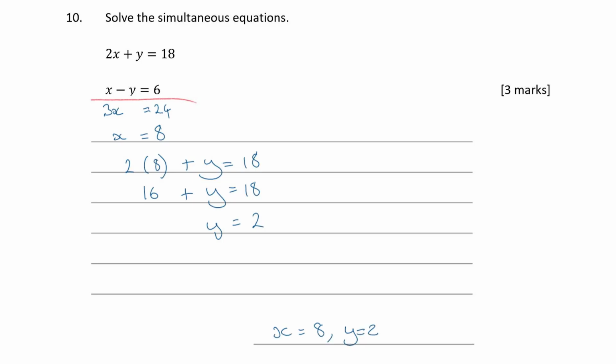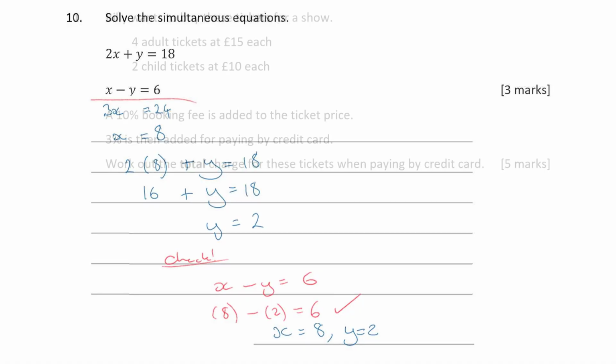Now it's always worth just double checking these. We used the first equation, 2x plus y is equal to 18, for our working out of y. So let's just double check both solutions in the second equation. So check. I've got x minus y equals 6. So if x is equal to 8 and y is equal to 2, does that equal 6? Yes, it does. So that's just a quick check that you should do in the exam to make sure that you've got the right answer.